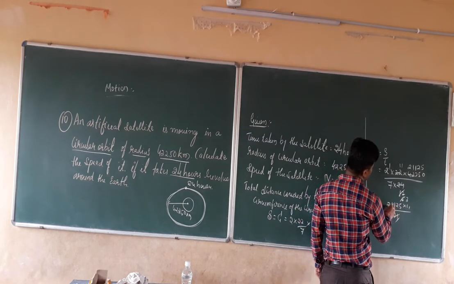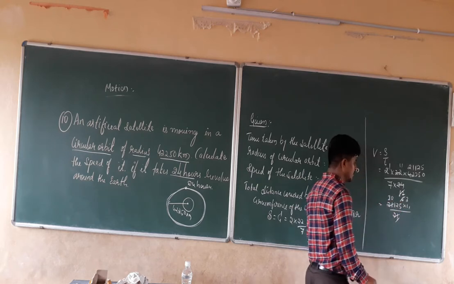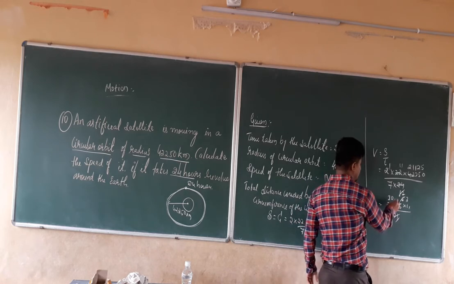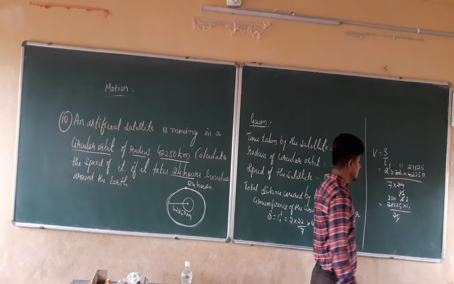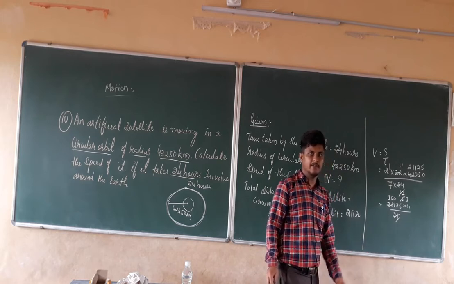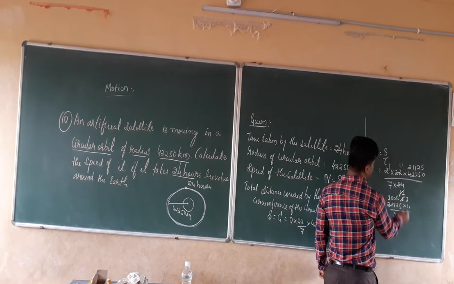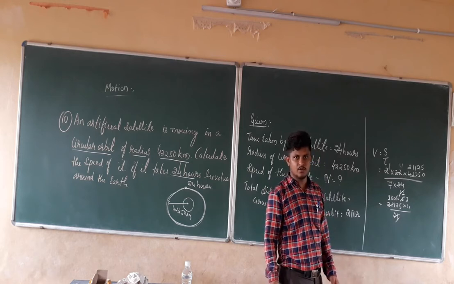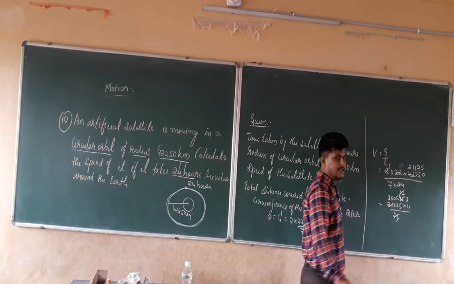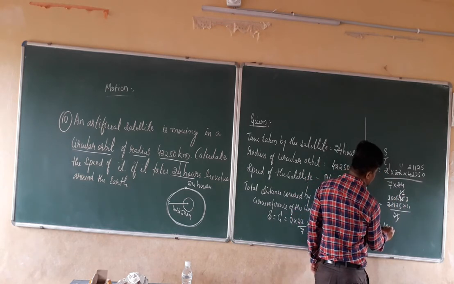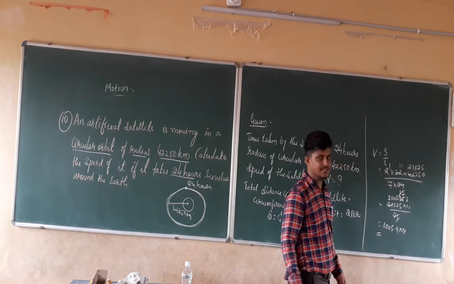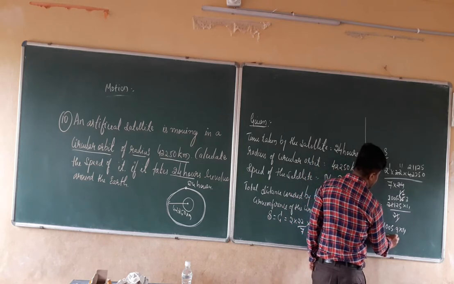21 ones are 21, it will become 0. So 1 is not divisible by 21, so we take 0, which is also not divisible by 21. So how many 21s are in 125? 21 5s are 105, remains 20. It becomes 200. 21 9s are 189. So it is equal to 1005.9 into 11. 1005.9 is nearly equal to 1006, so we write 1006 into 11.